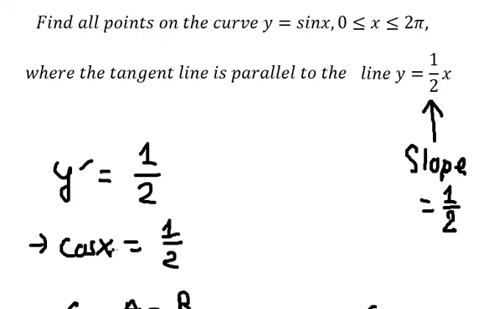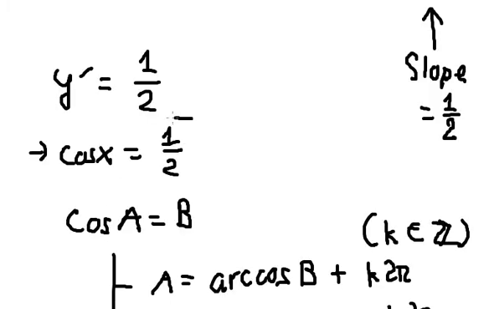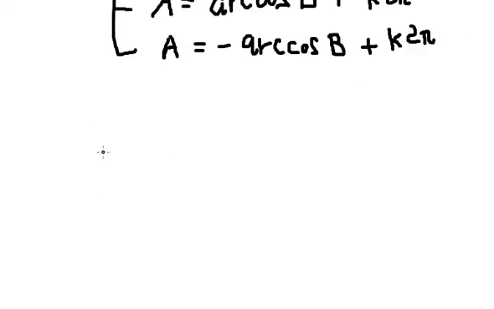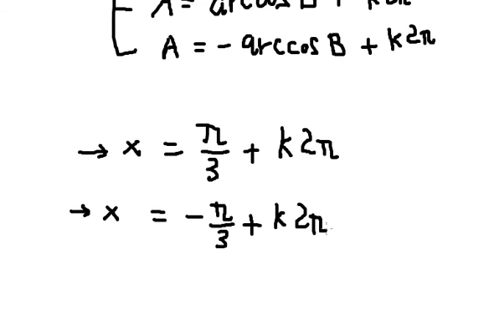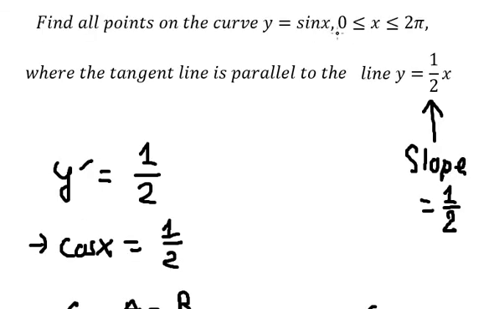So we have A, that's x, and B, that's 1 over 2. We know that arc cosine of 1 over 2 is π over 3 plus 2kπ. And the second one, that's x equals negative π over 3 plus 2kπ. Because we know that x belongs from 0 to 2π.